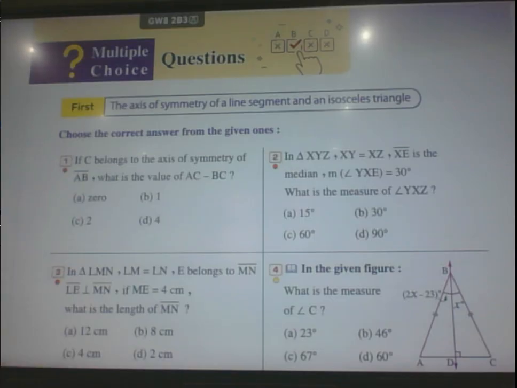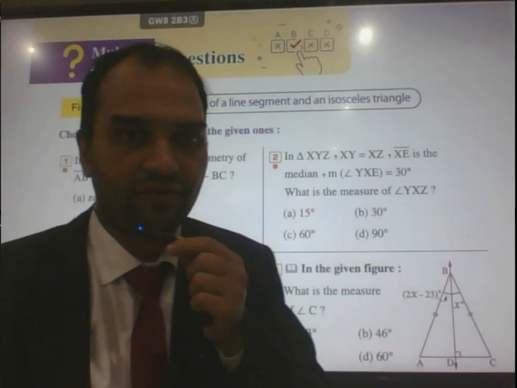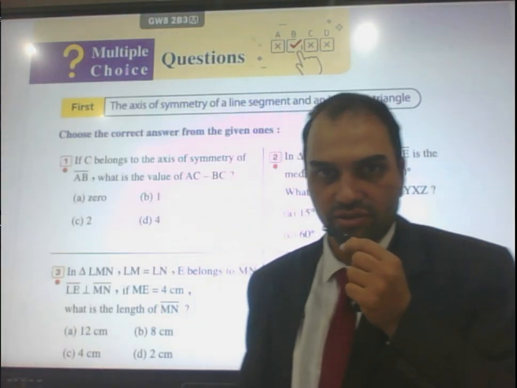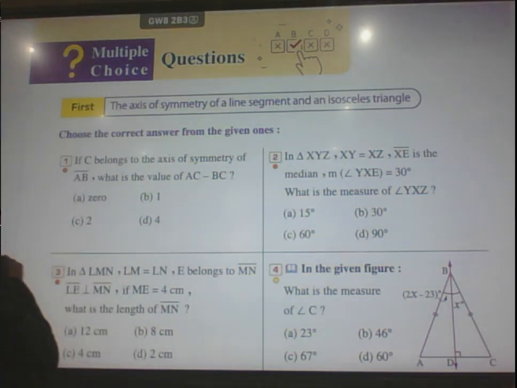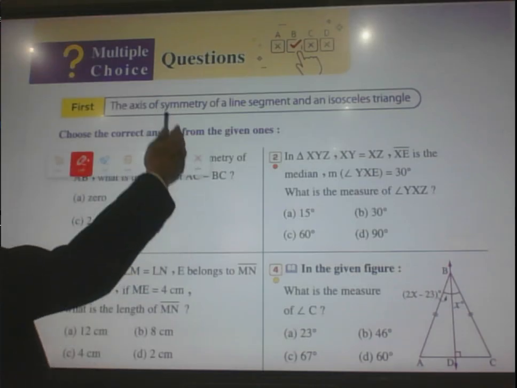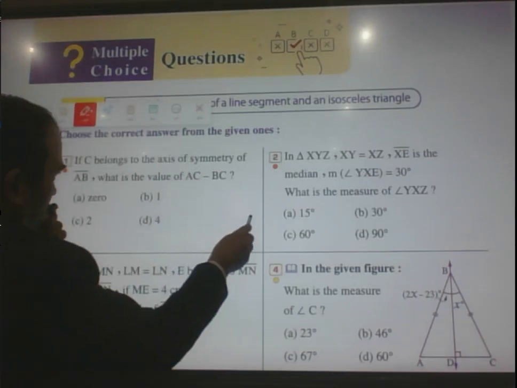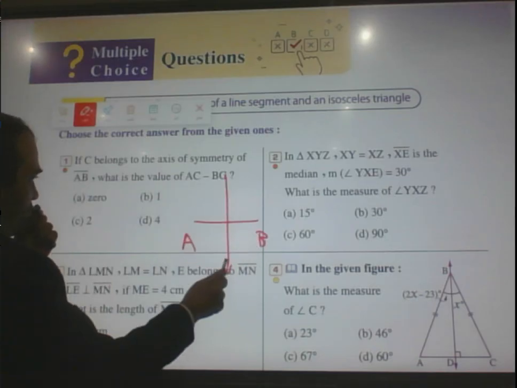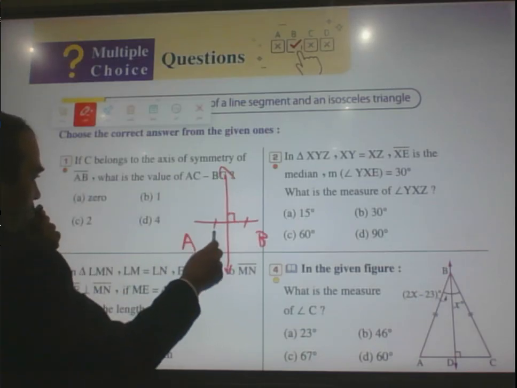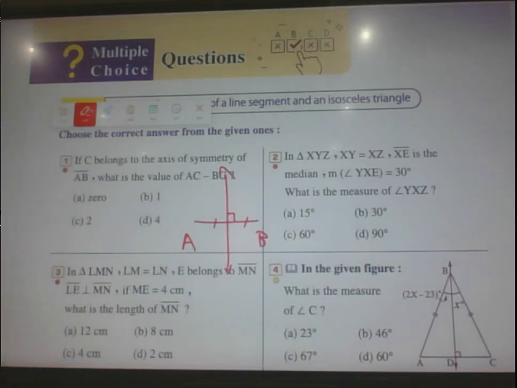First question: if C is on the axis of symmetry of AB, what is the value of AC subtract BC? We can find the difference between the two sides here. They are equivalent, okay? Because this point lies on the axis of symmetry. Look at here, if I draw line segment AB and a straight line perpendicular to the base like this, we have line segment AB and we have the axis of symmetry here. It will be perpendicular to the line segment AB and divide it into two parts equal in length.